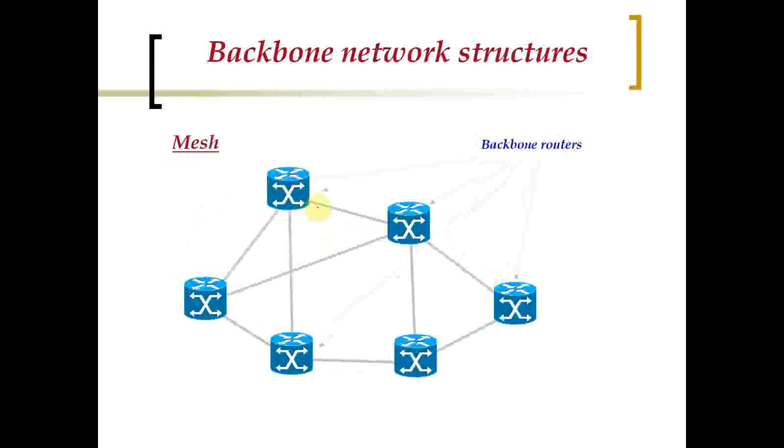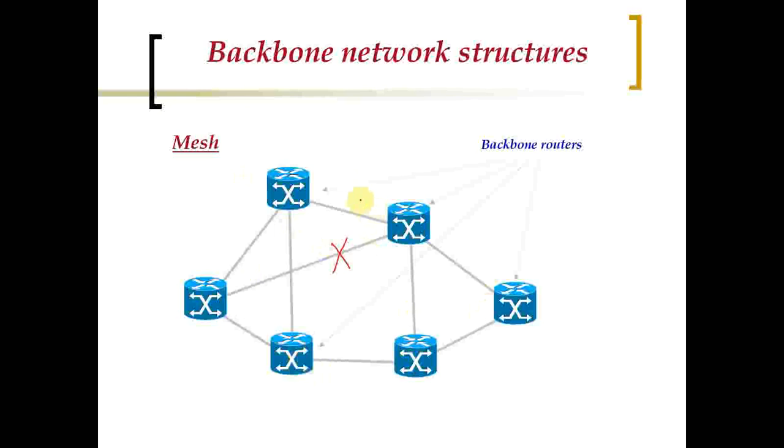And mesh, this is the typical structure for the mesh. So we see that basically every node has an independent connection with each other. So in case of fiber cuts, for example, here, it's still possible to have access from all different ways. This is a very, very nice structure. The mesh structures are the most desirable structures, the most reliable ones.